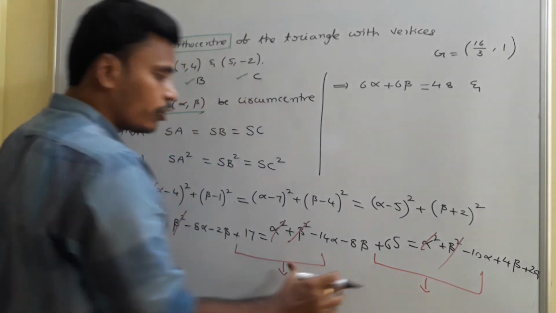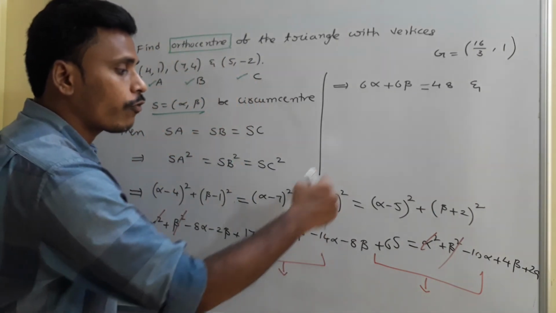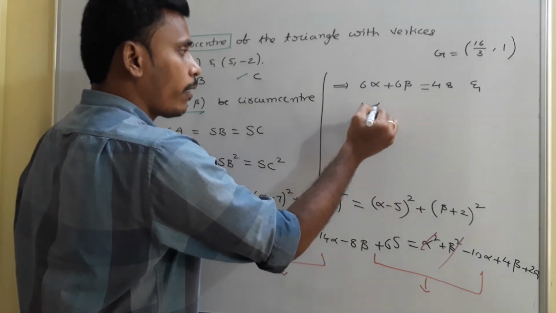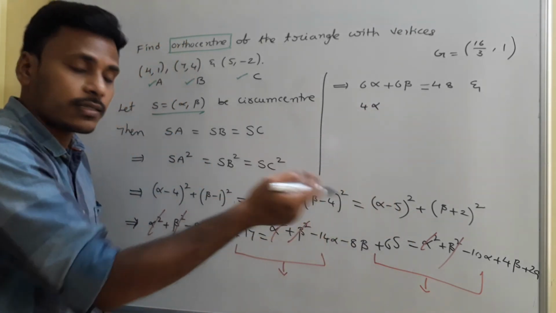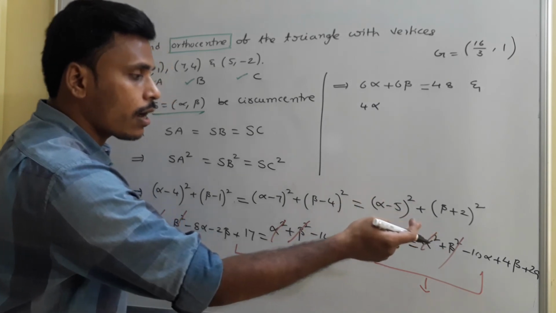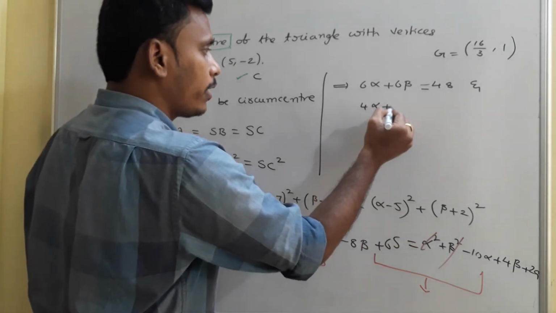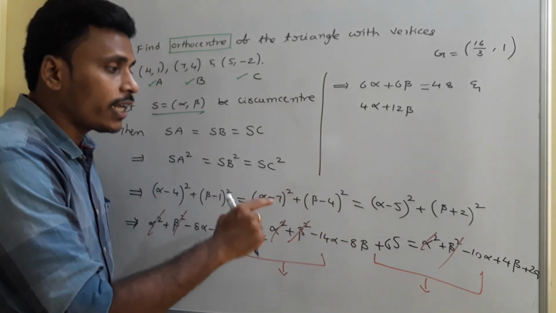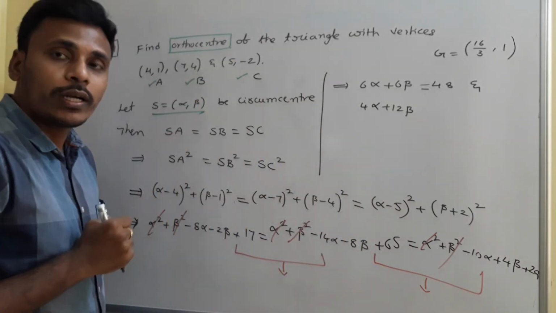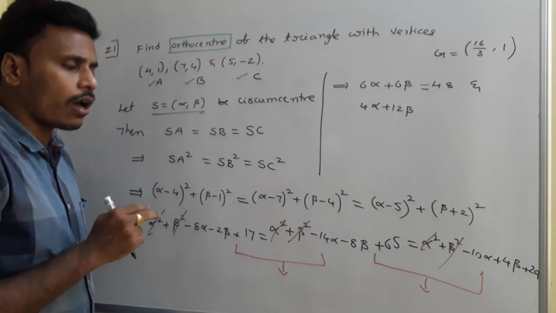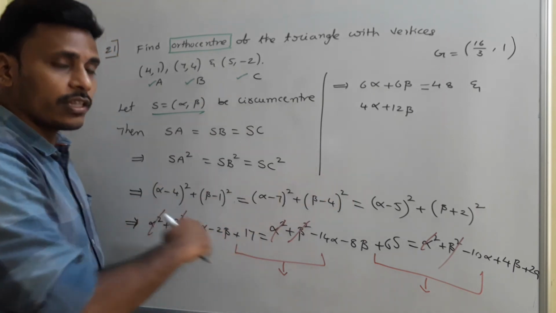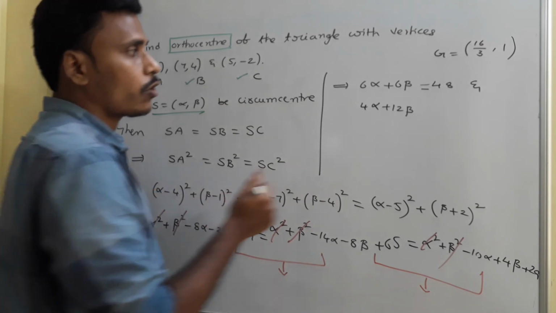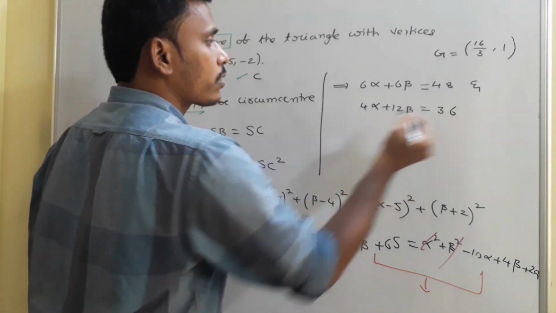And when you think about these two, send this 14 alpha to that side. 14 alpha minus 10 alpha is 4 alpha, and send this minus 8 beta to that side. 8 beta plus 4 beta is 12 beta. As well, send this 65 to that side: 29 minus 65, or you use 65 minus 29. Send this 29 to this side. That gives 36. Okay, this is equal to 36.